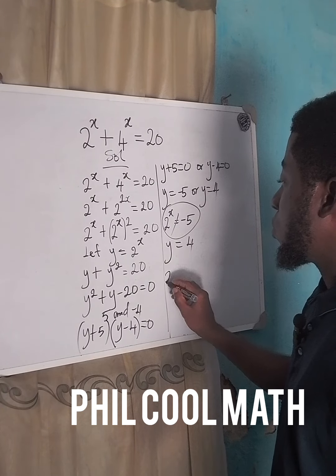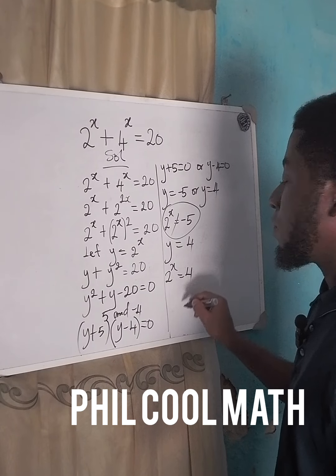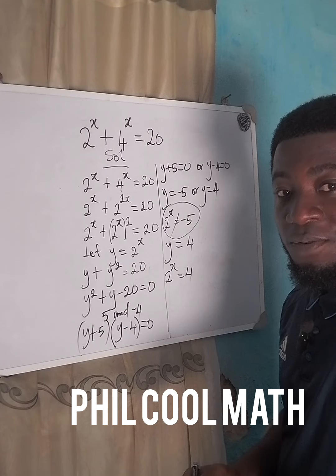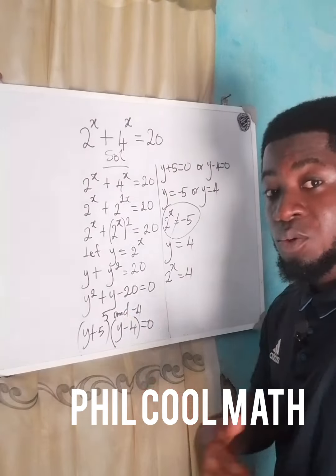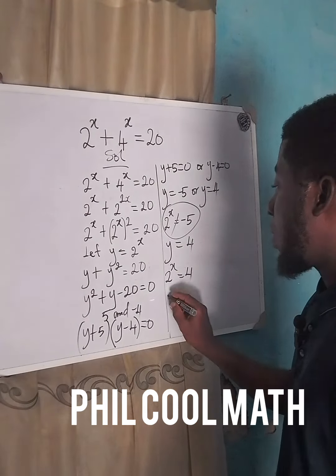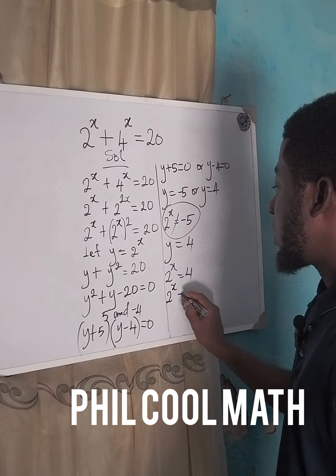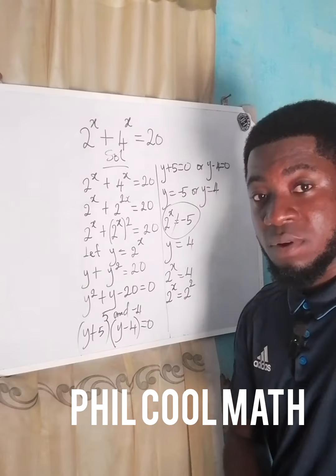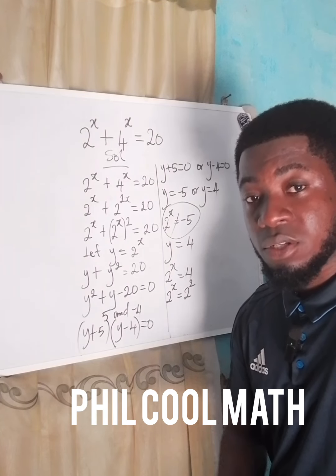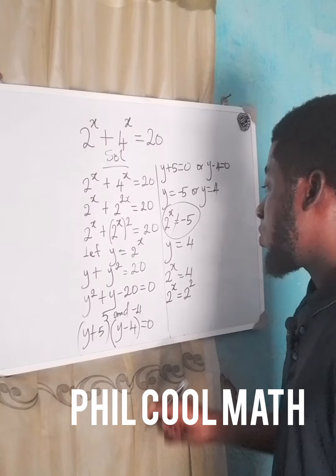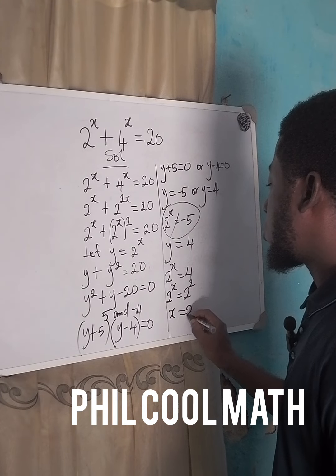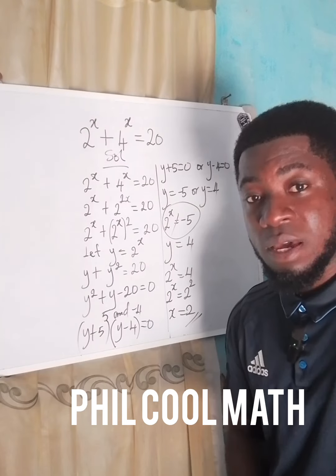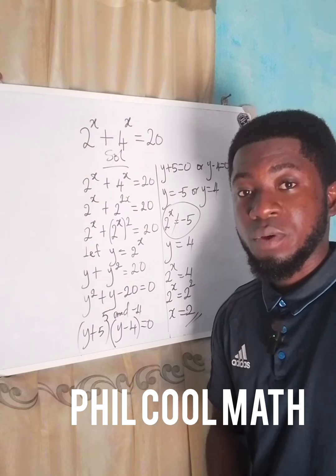But y is 2 to the power of x, which is equal to 4. And what is 4? 4 is 2 times 2. That is 2 to the power of 2. So our 2 to the power of x is equal to 2 to the power of 2. We have the same bases, right? Therefore, the powers must be equal. So our x is equal to 2. So this is the value of x that satisfies the equation.